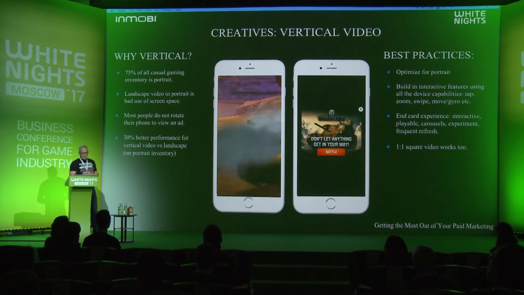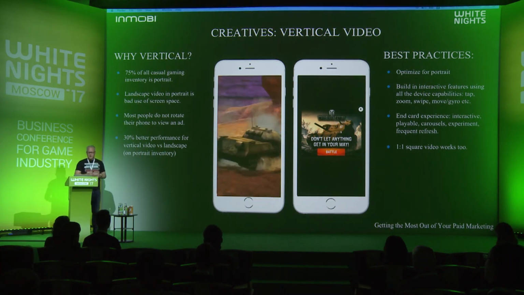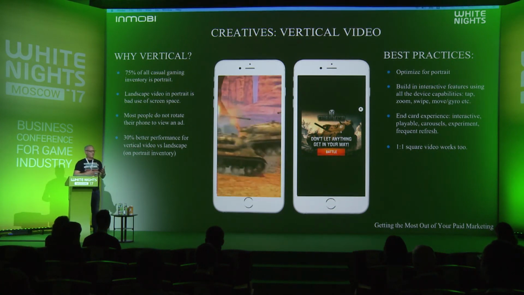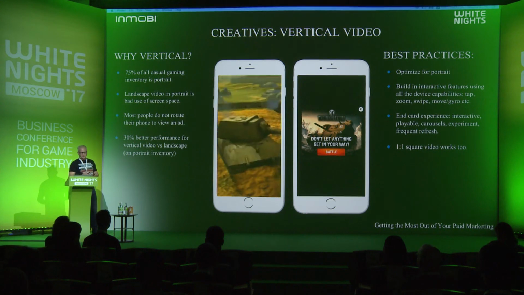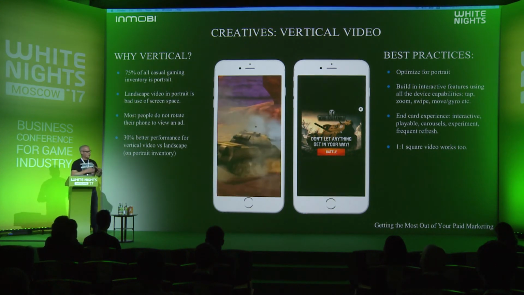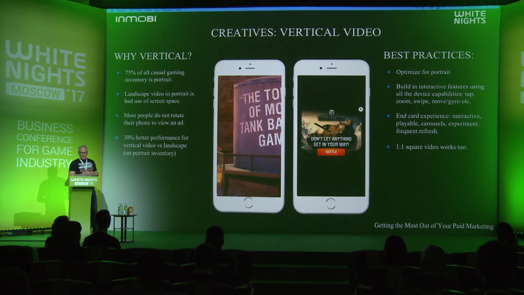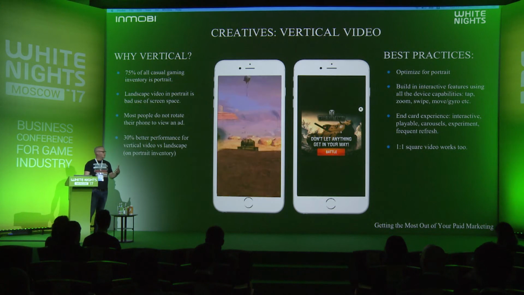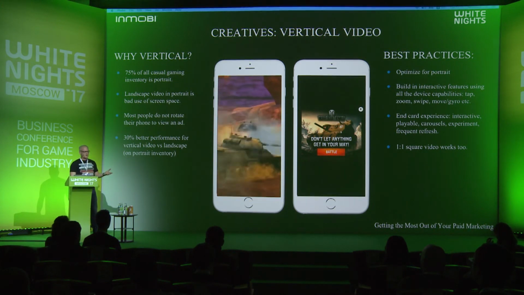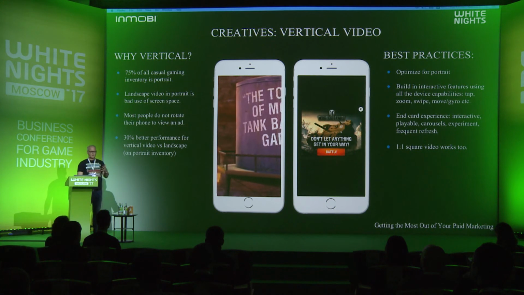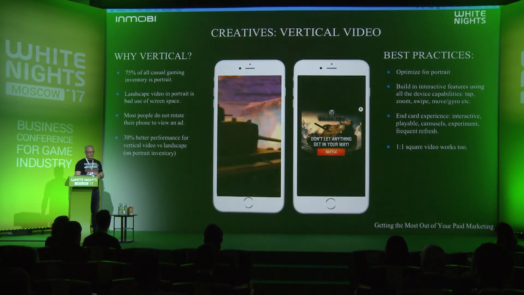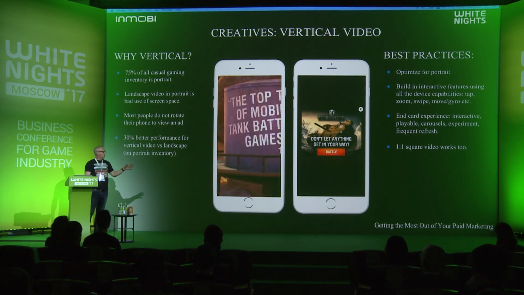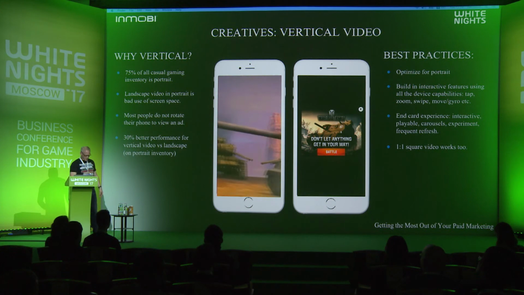And then if you look at some of the best practices, actually it's very similar to video in general. Have interactive features in the video, and you can do lots of things on rich media to interact: swipe, move, zoom, using all the native functionality of the device. The end card experience is also still very important. What you do on the end card, you could put a playable in there, you could have carousels, you should just try different things, but the end card experience, like any video, is extremely important for vertical video. We've also found that the one-to-one ratio square video also works well on the portrait ad request.